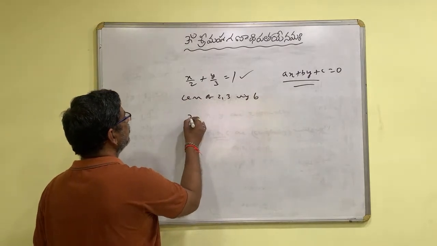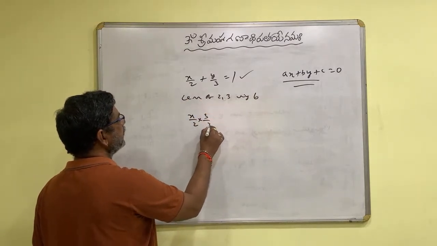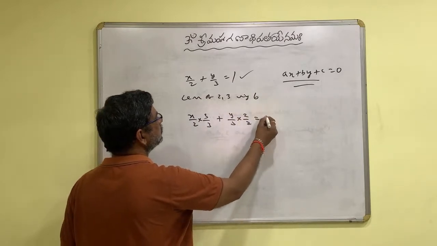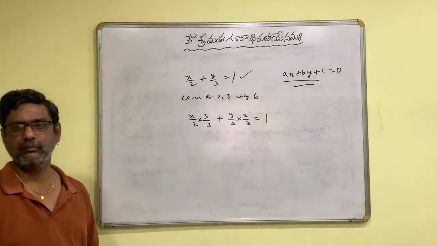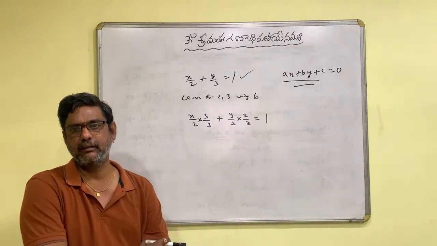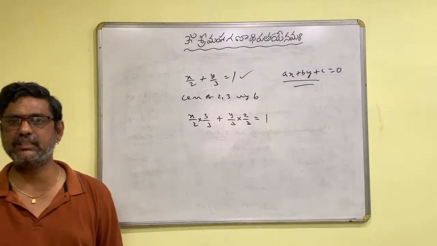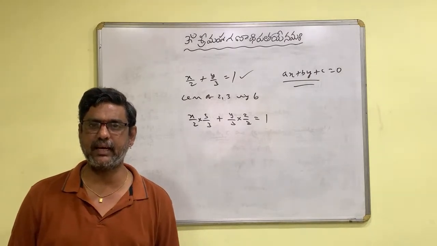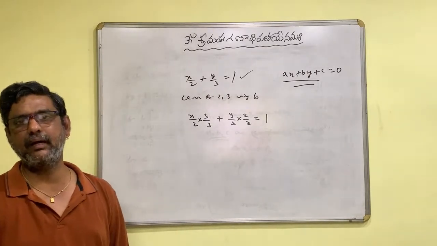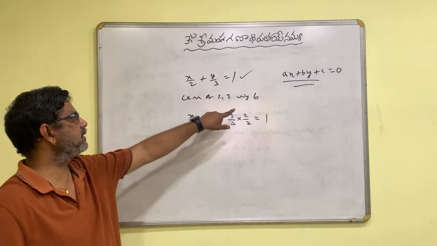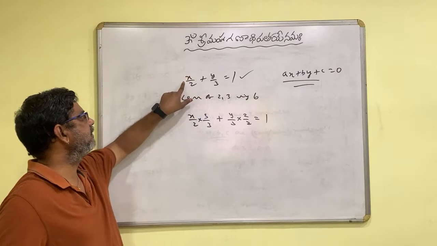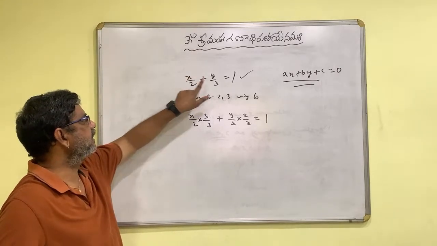So x by 2 into 3 by 3 plus y by 3 into 2 by 2 is equal to 1. LCM is 6, so the denominator should be 6. In order to make the denominator 6, we need to multiply x by 2 with 3 and y by 3 with 2.